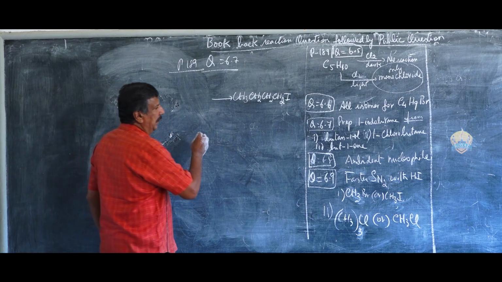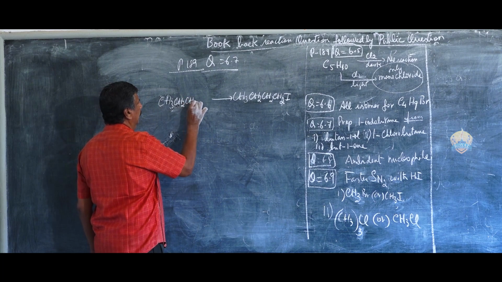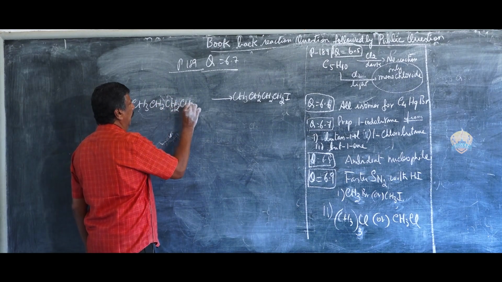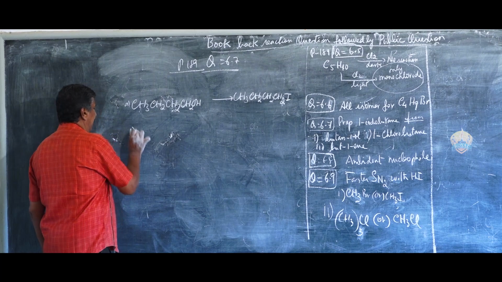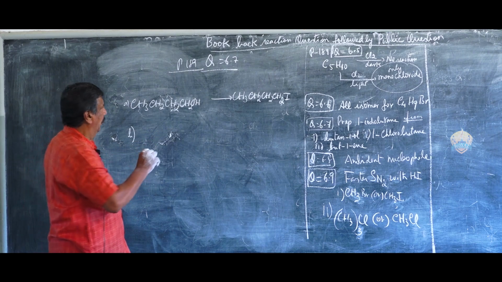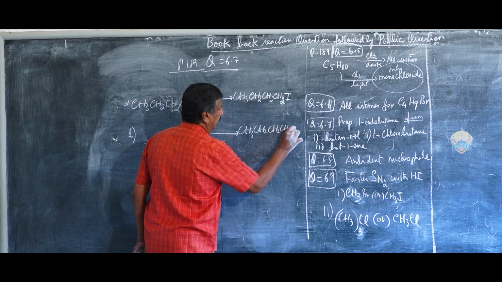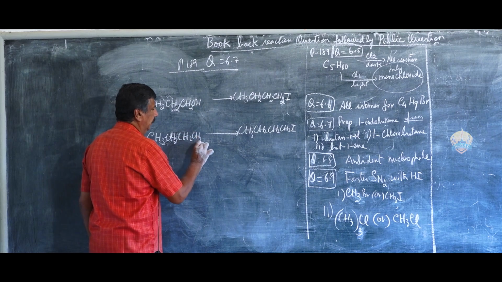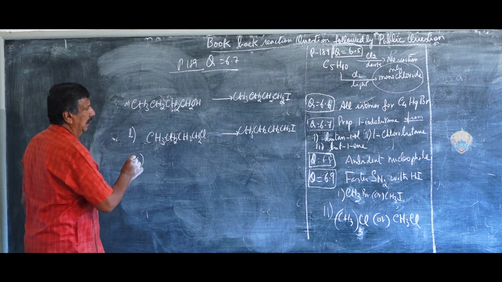From what? From butan-1-ol. This is the first question. Second question: from chlorobutane, 1-chlorobutane. Then the third one, but-1-ene.